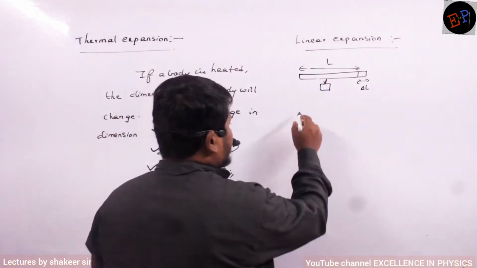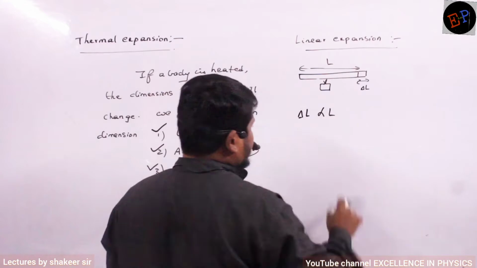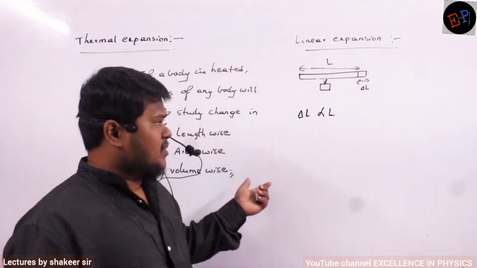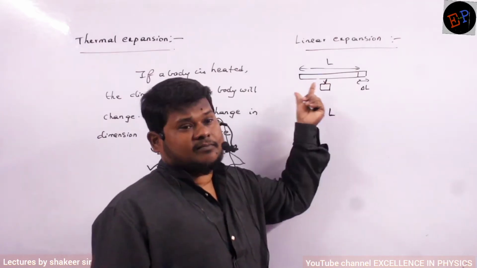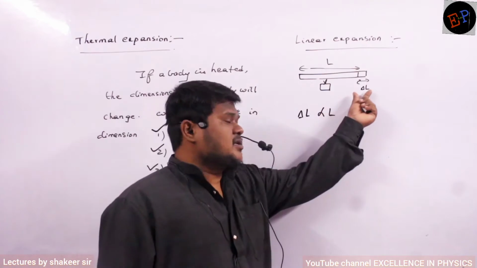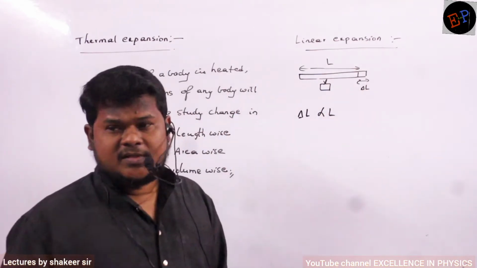So this delta L depends on initial length. What is the meaning of this? If original length is bigger, then for the same supply of heat energy, change in length will be bigger. Are you able to understand? What is the meaning of this?